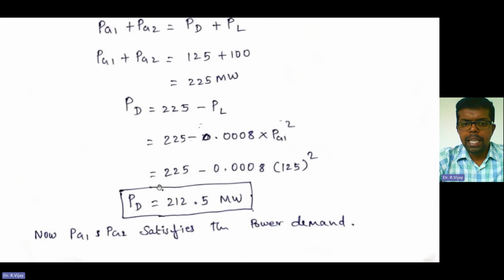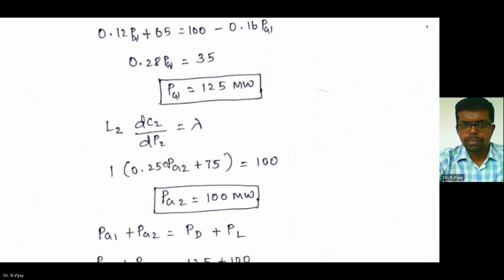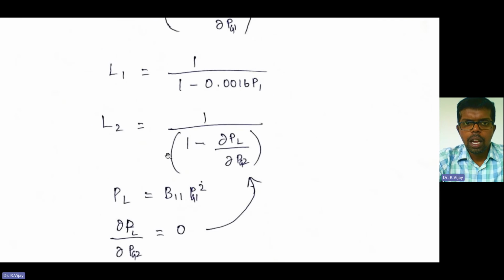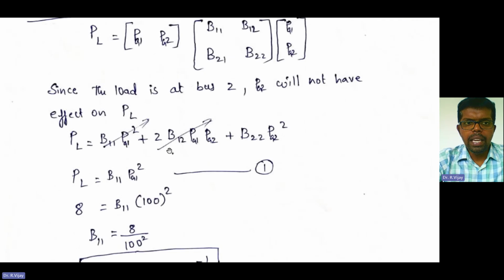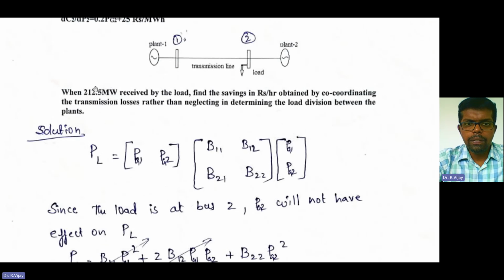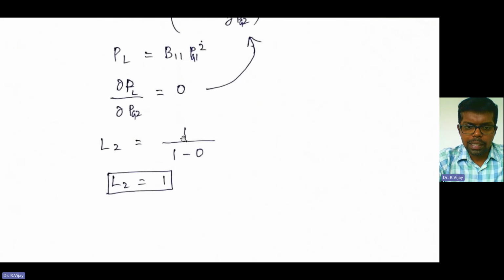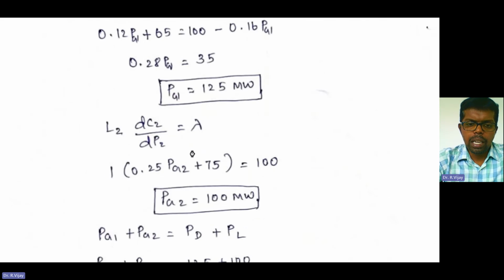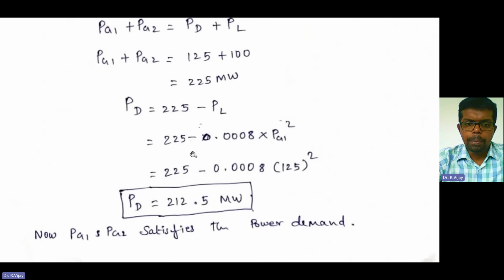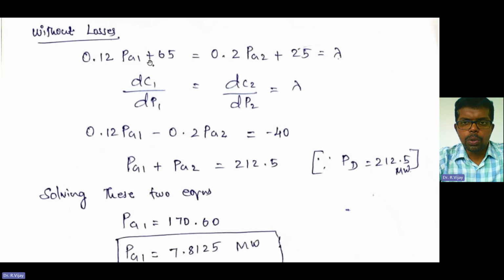And this PD is also given in the problem, that is 212.5 megawatt. We are just checking whether we are getting the same demand or not. So we have got the same PD. Now what you need to do is the calculation without losses.